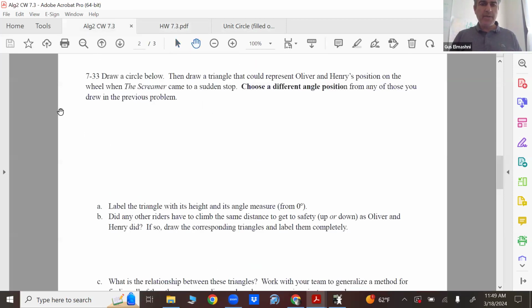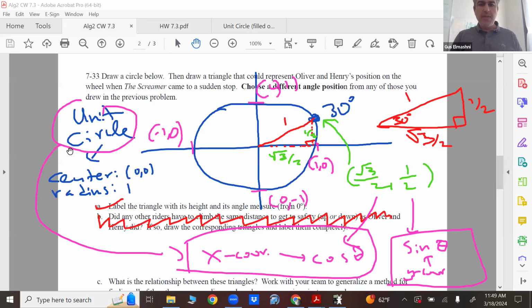Okay, let's go back to, let me undo my erasings. So that's what's happening here. We're talking about something called a unit circle. And you draw a triangle within it, and that should tell you the lengths of the legs. And the lengths of the legs correspond to the coordinates of the point of that angle, the seat.